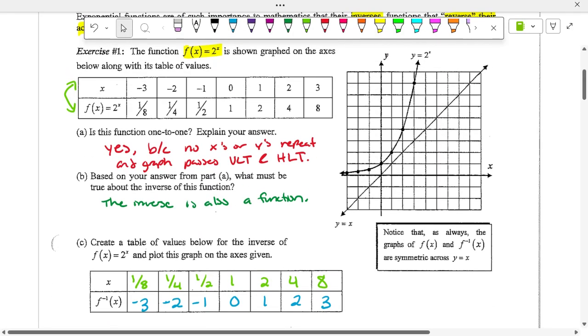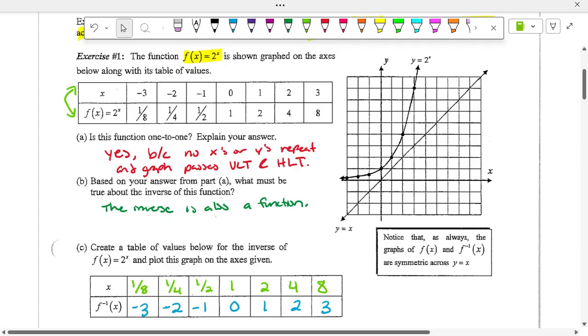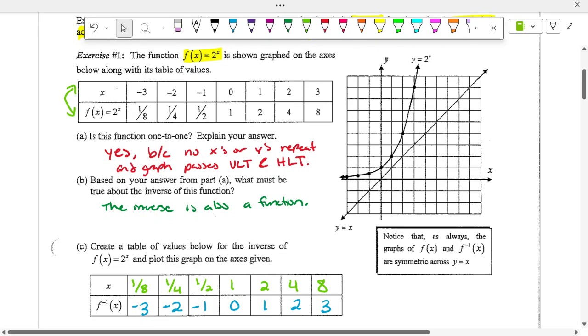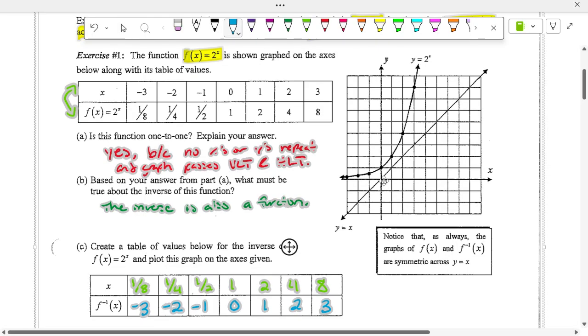Now, take a minute, graph those points on this same graph. So I have 1/8, -3.